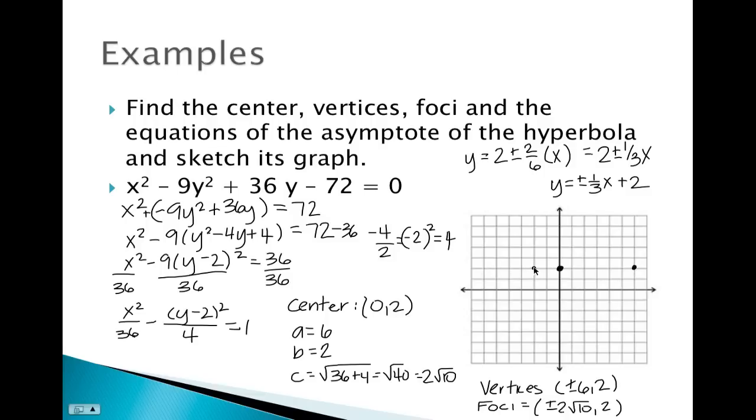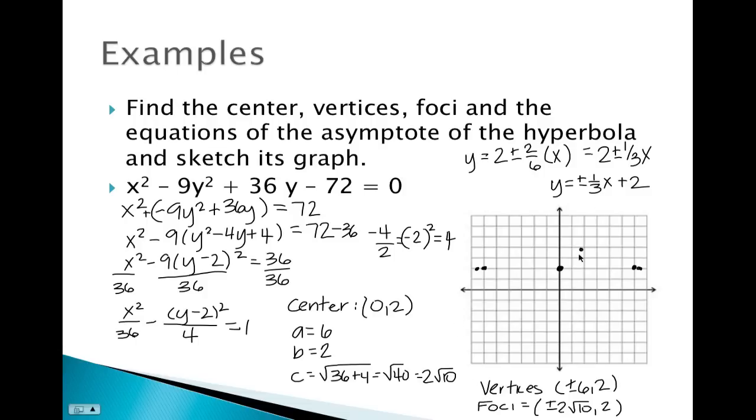So 1, 2, 3, 4, 5, 6. The foci are at plus or minus 2 square root 10, 2. And let's figure out closer to what that number is. So 2 square root 10 is about 6.3. So we're doing plus or minus 6.3. So the foci are going to be just a little bit beyond here. So there's our foci, focal point, and here's another focus. Okay, so we have the critical points graphed.